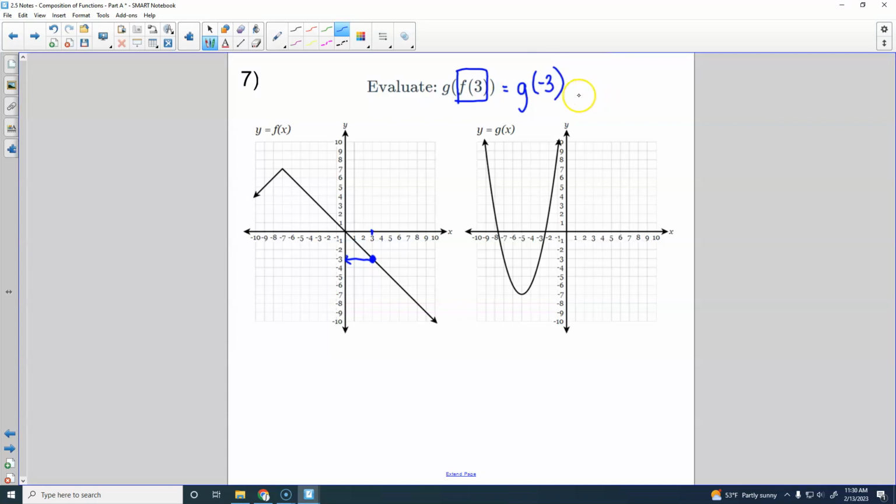So now I go to my g graph. I'm looking where my x coordinate is -3. That is at this point right here on the graph. The y coordinate for that is also -3. So that would be my answer. Okay, does this make sense? Questions?